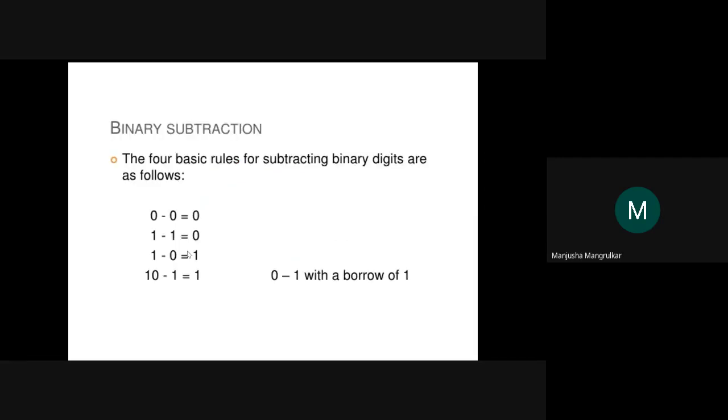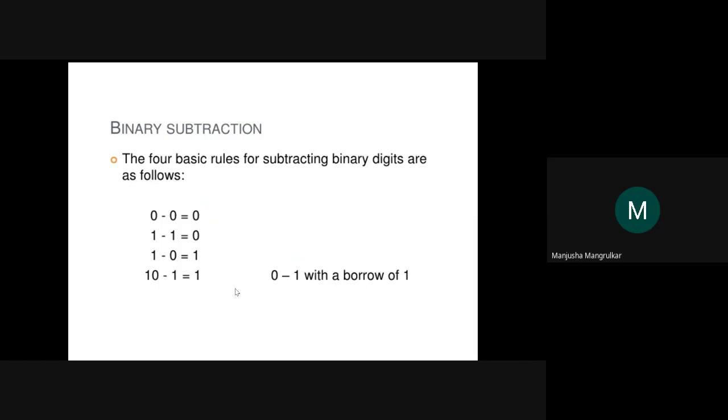Now the subtraction. There are 4 basic rules for binary digit subtraction. 0 minus 0 is 0. 1 minus 1 is 0. There is no issue with that. 1 minus 0 is also no issue, it is 1. But 0 minus 1 is 1, and the 1 will be a borrow. With the borrow 1, the result is 1.